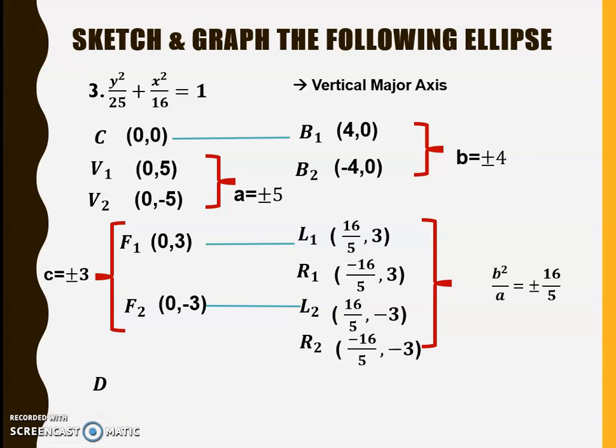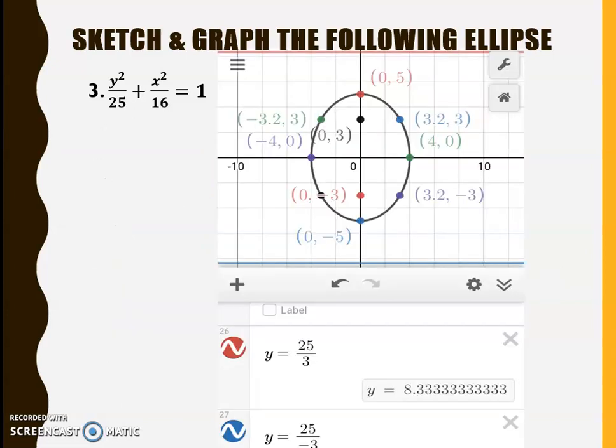How about the directrix? The directrix will be a squared over c, or 25 over 3. Then how does the graph look like? You already have the center at (0, 0). The vertex is at (0, 5). The foci are at (0, -3) and (0, 3). Then your minor axis endpoints will be (-4, 0) and (4, 0).